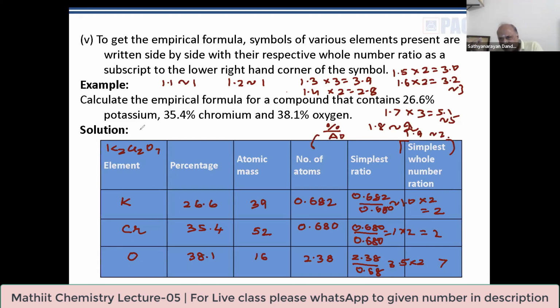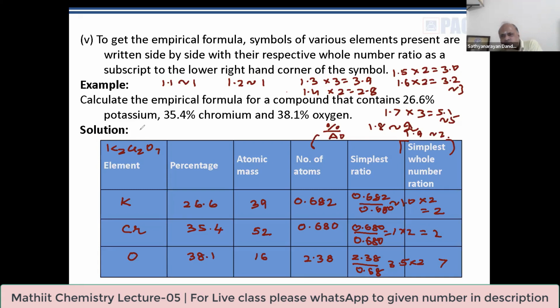So we should not get 0.5, 0.3, or 0.4. See, 0.3, 0.4, 0.5, 0.6, 0.7. We should multiply with a certain number to get a whole number value, an approximate whole number value. You get it?